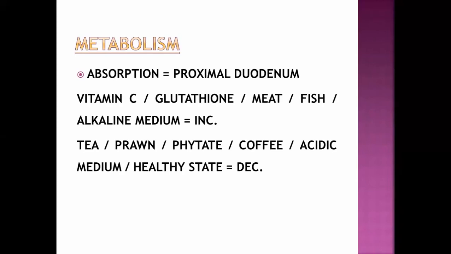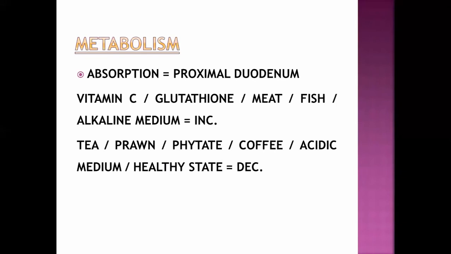Storage form. In iron storage form, there are two important forms: ferritin, which is the iron storage form, and hemosiderin. Metabolism: absorption of the iron occurs at the proximal part of the duodenum.